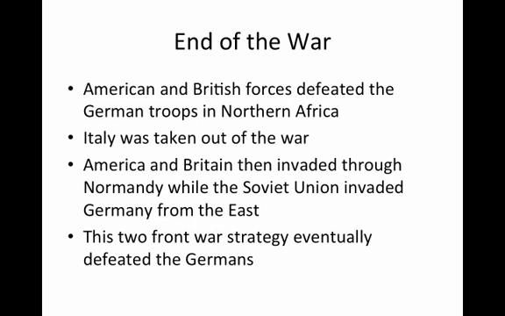American and British forces defeated the German troops in northern Africa. They then removed Italy from the war. At that point, America and Britain invaded through Normandy from the west, while the Soviet Union invaded Germany from the east. This two-front war strategy eventually defeated the Germans.